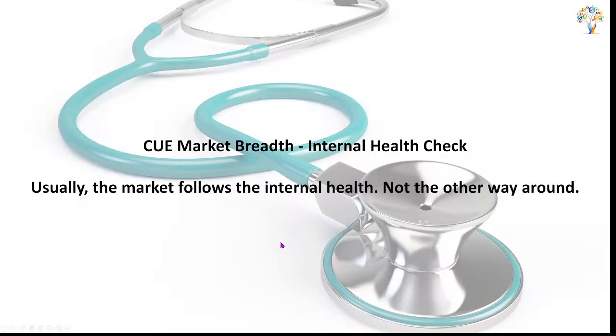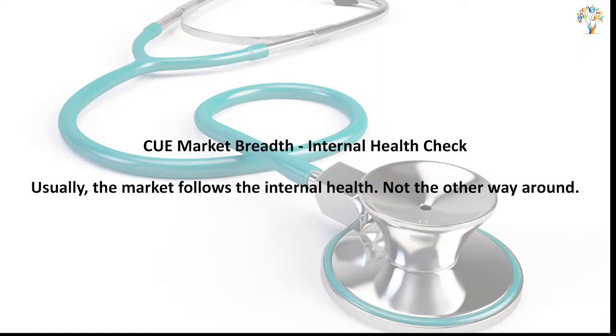Next, Q market breadth internal health check. Usually the market follows the internal health, not the other way around. Usually, but not always. Why? Because most people are looking at, and certainly the newspapers, media, websites, they are all reporting on the major indexes, and most of them are market cap weighted. The market cap weighting can hide the weakness of the market for a very long time.